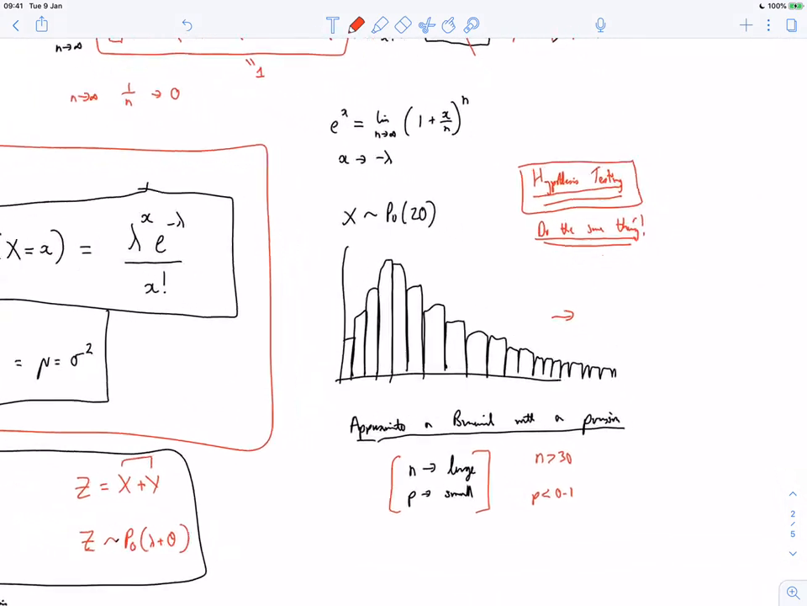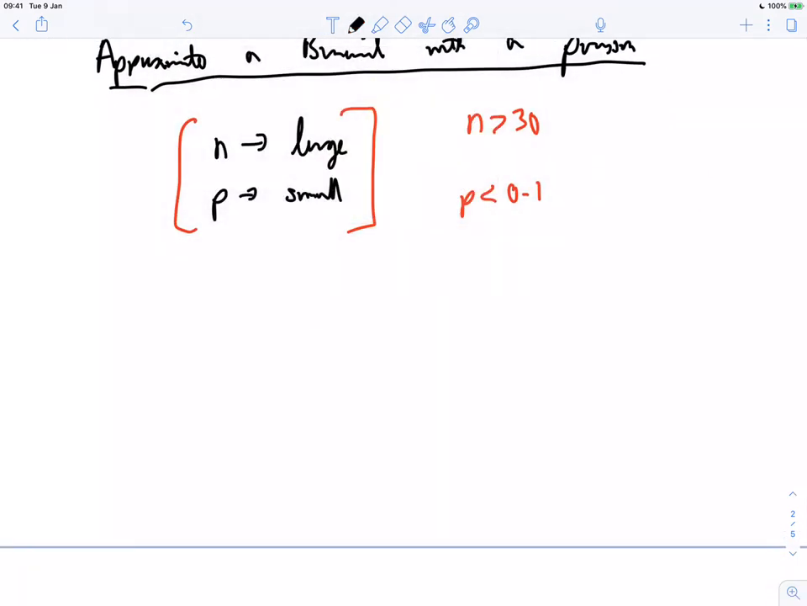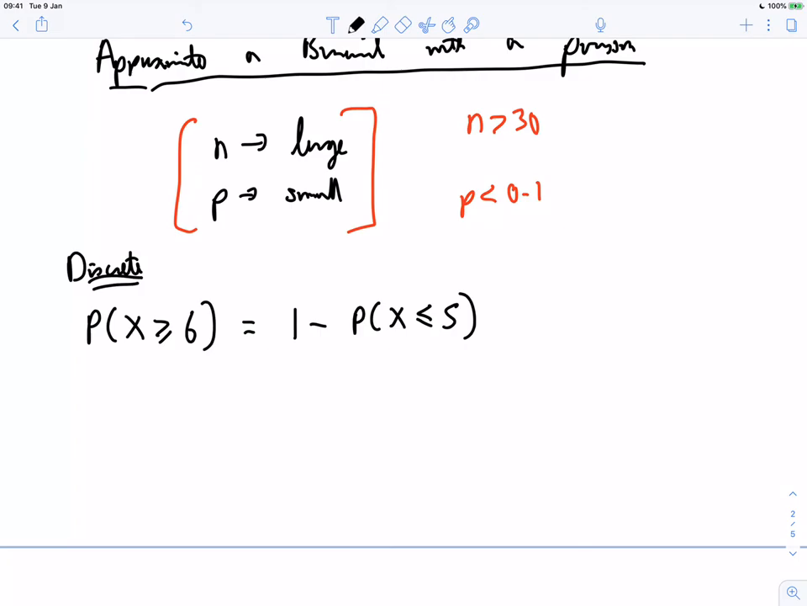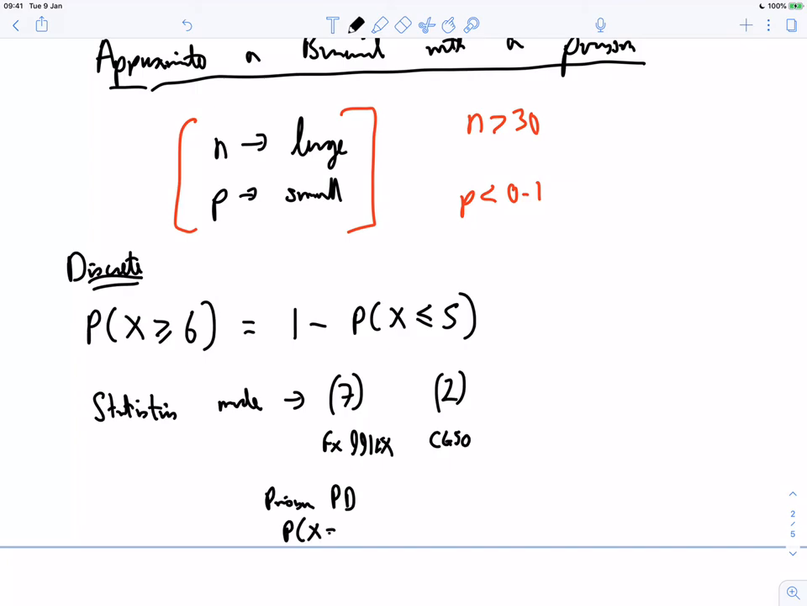However, there's a couple of things. One, how to actually do the calculations on a calculator. So say, for example, I want the probability that X is greater than or equal to 6. That is the same as 1 minus the probability X is less than or equal to 5. Remember, it's discrete. And on your calculator, if you go to the statistics mode, which is usually number 7 for the FX991EX, or mode 2 for the CG50, then the Poisson PD, probability distribution, is for problems when you've got P of X equals little x, and the Poisson CD is for when you're dealing with X is less than or equal to little x.